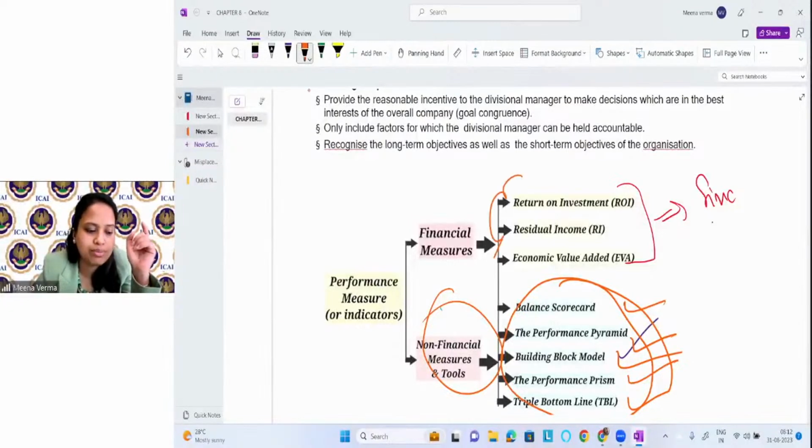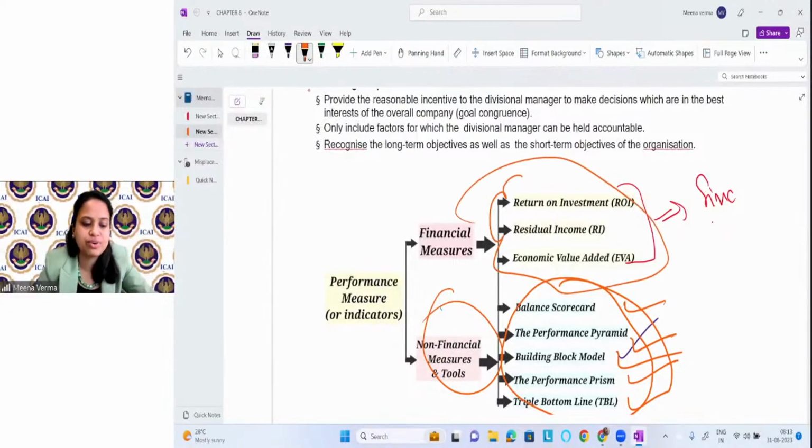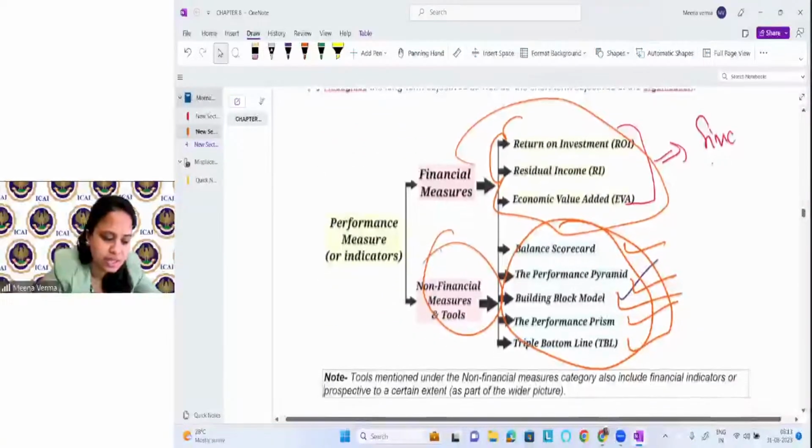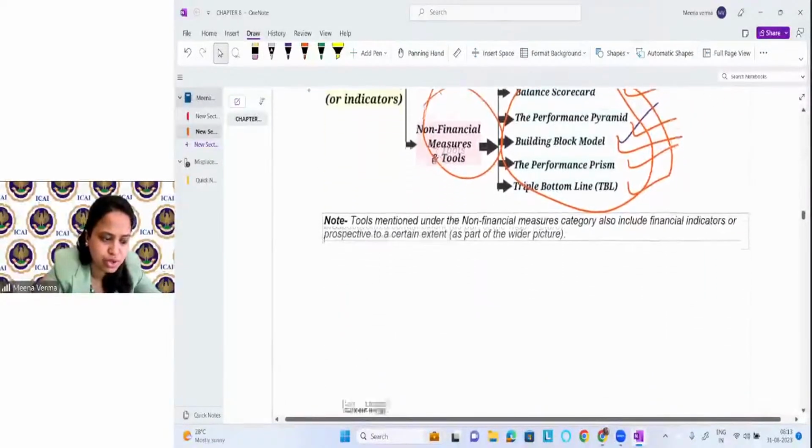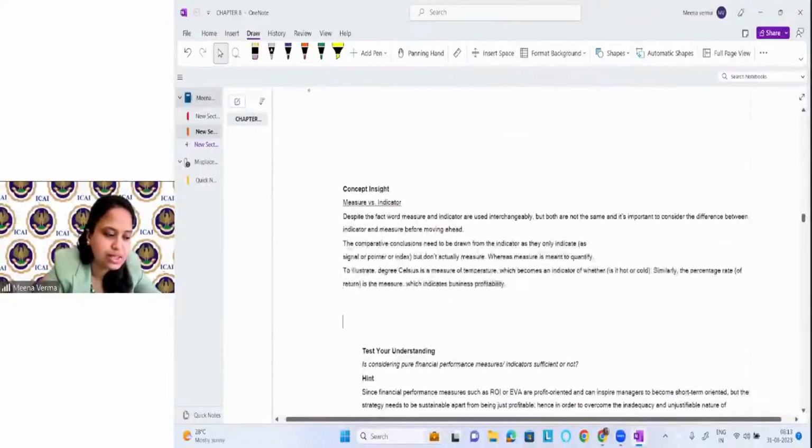Okay, now what will happen? After this, we will study about return on investment and residual income. We will focus on these 2 points, right? Before that, let's take a break.